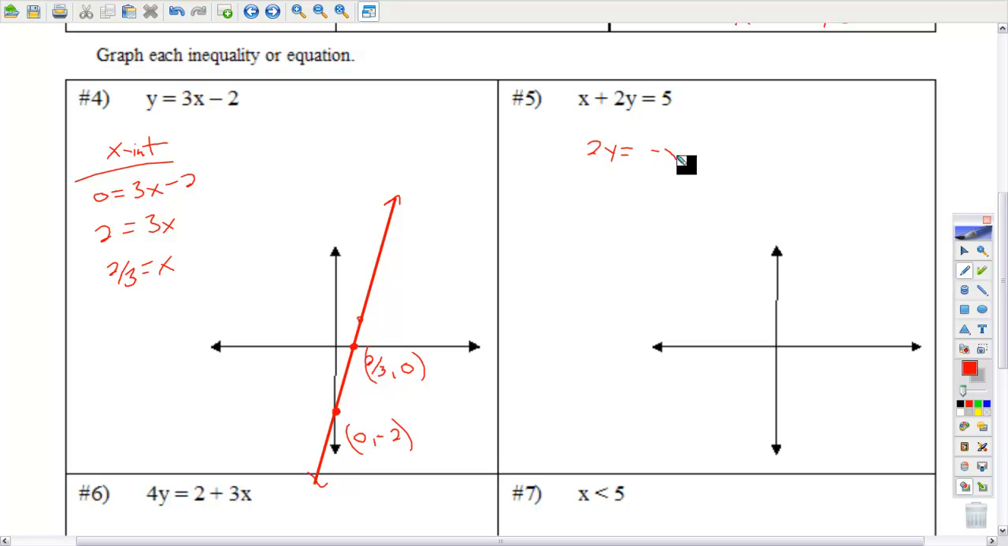Number 5, y is not by itself. If we get it by itself, when I divide by 2, you can do it in a couple different ways. The most effective way would be to divide each term by 2. That way you can leave your equation in slope-intercept form. Y-intercept is 5 over 2, so just go up wherever you want and label that 5 halves. Slope is negative 1 over 2. You go down 1 to the right 2. Down 1 to the right 2.